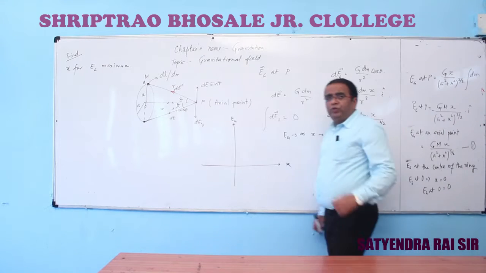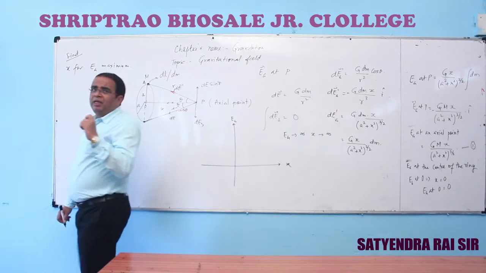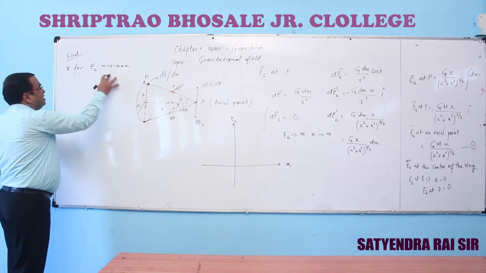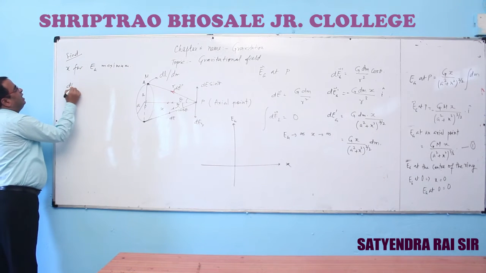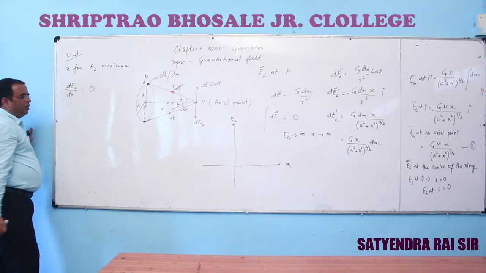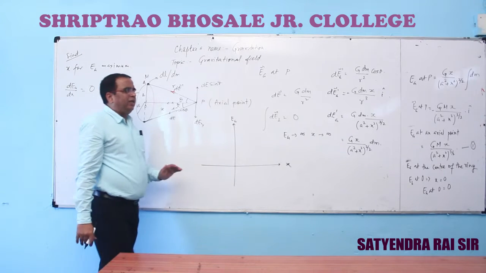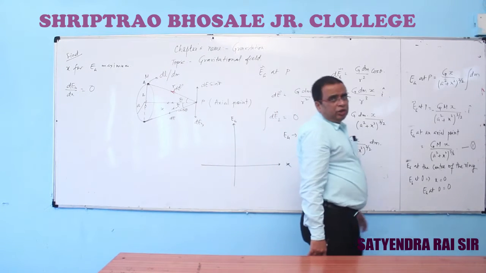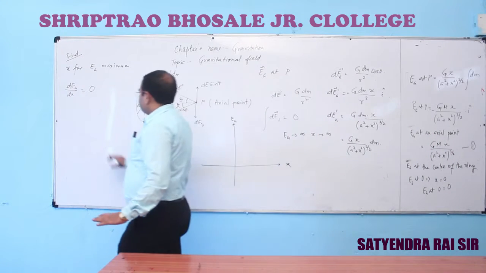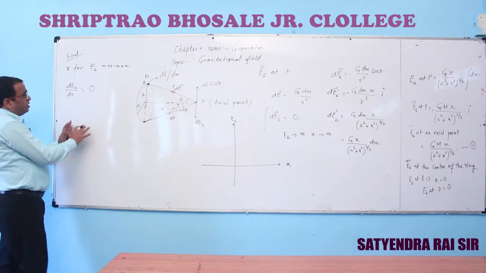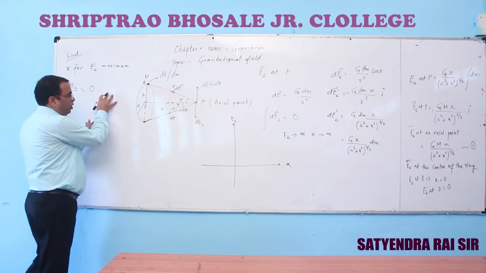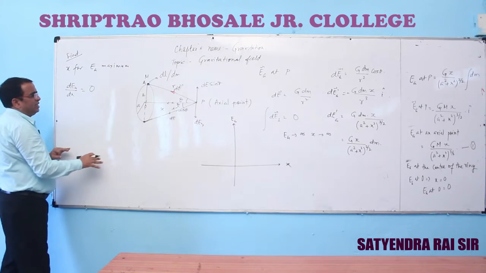So what to do? We know well from maximum minimum concept, if for any value of x, Eg is maximum, then dEg upon dx will be 0. By making it 0, first derivative of the function must be 0. That is the rule of maximum or minimum, right? So whether it is maximum or minimum, first derivative must be 0. dE upon dx will be 0. And by solving this, we get x.